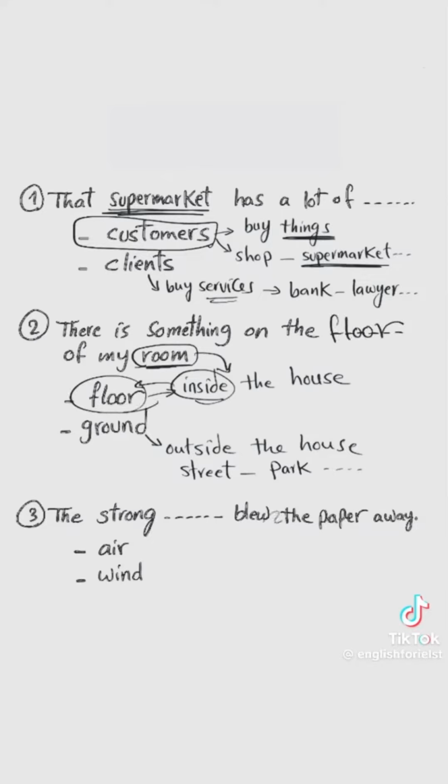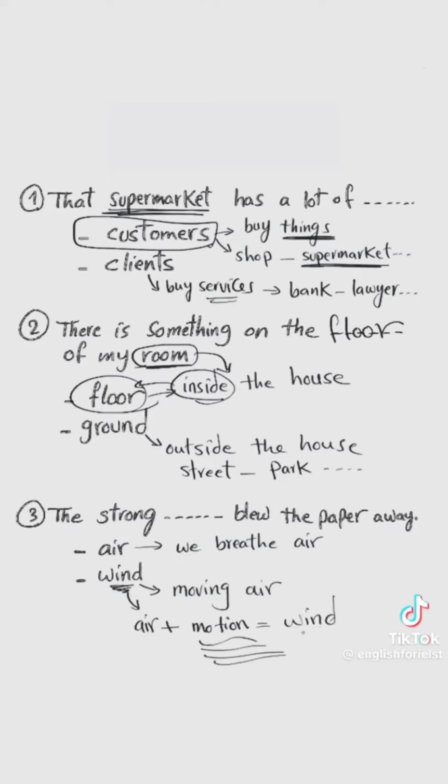The strong blank blew the paper away. Air or wind? What's the difference? Well, we all know air, right? We breathe air. Wind is moving air, so it's air plus motion. Do you know this sound? This is the wind. Here we have strong, and it blew the paper away, which means there was a motion, a strong motion. So the answer is wind. The strong wind blew the paper away, not air.